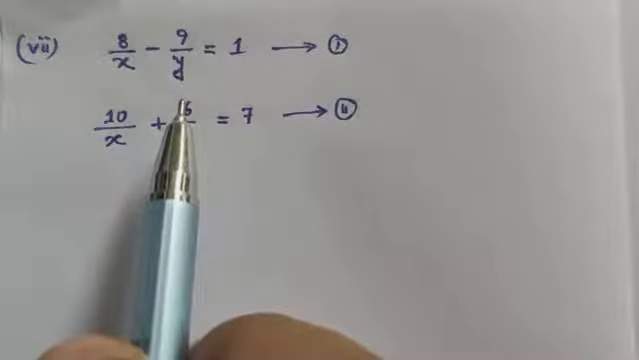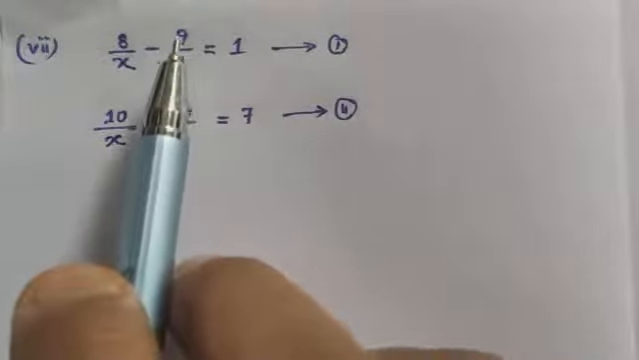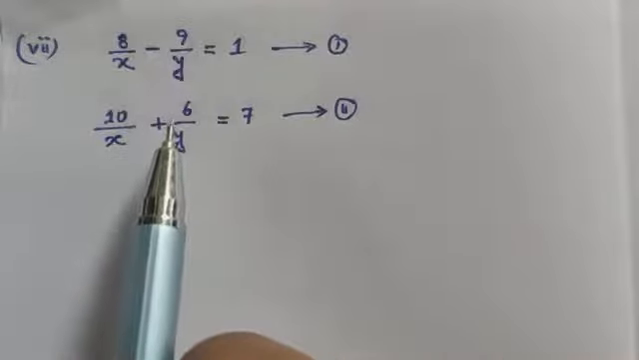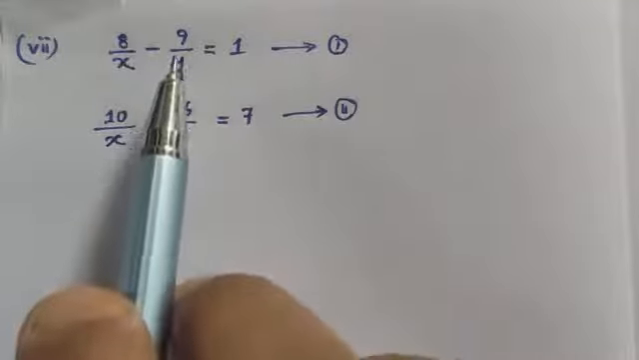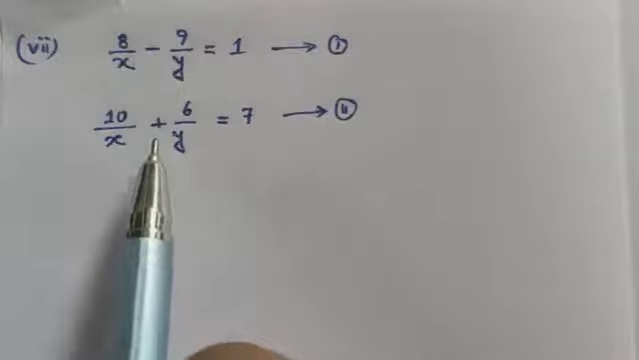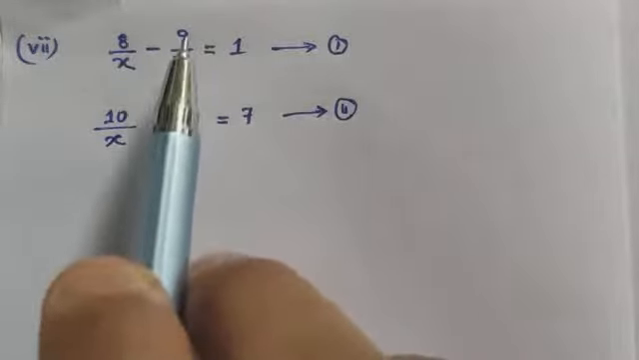If we can make it 3, then very easily it would cancel. That means minus 3 by y and plus 3 by y would cancel. How to make it 3 now?